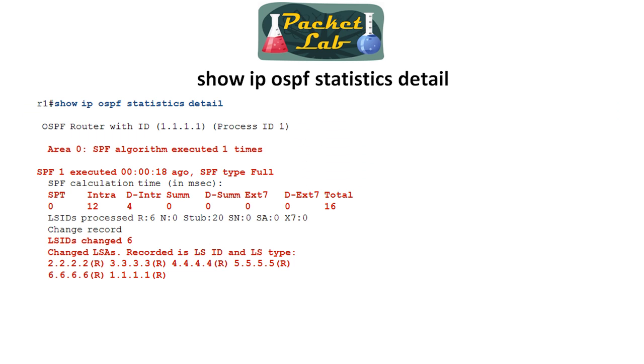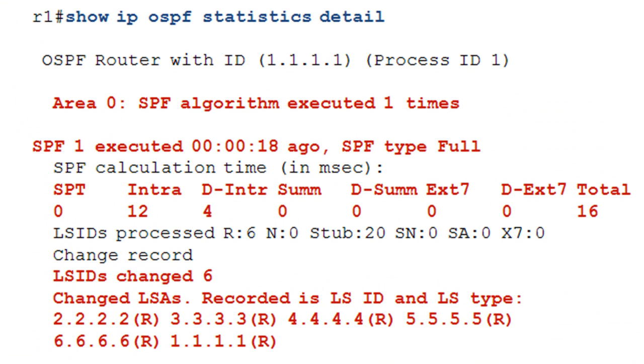So the show ip ospf statistics command has a more verbose brother, which is invoked by just adding the detail argument to the end of the command. And you can see here, rather than getting that nice little table, we're going to get information on each instance that the SPF calculation was run. So here it's only been executed one time, so we only get one output here.